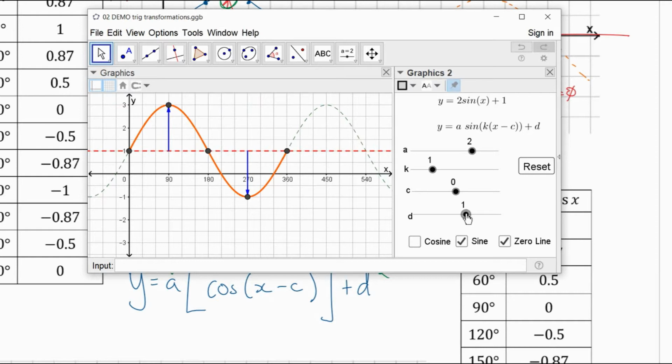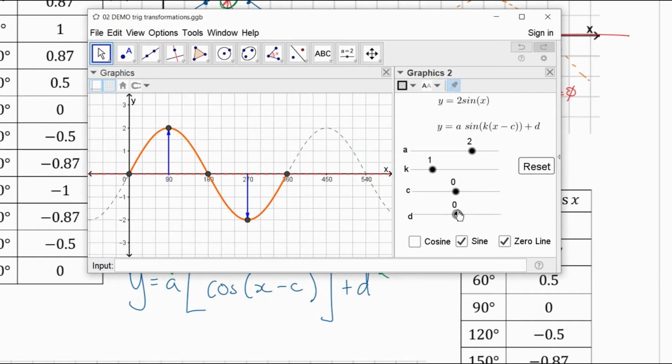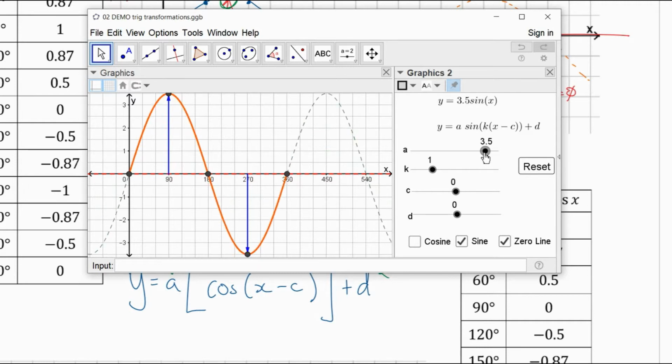And if I reset all of this, my amplitude is 1. There's my 0 line, that red dotted line, up to 1, down to negative 1. If I make the amplitude bigger, now it's up 2 and down 2, up 3 and down 3, okay?